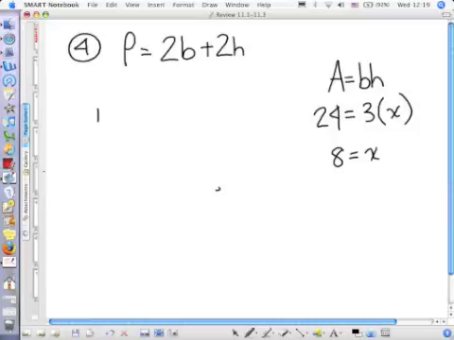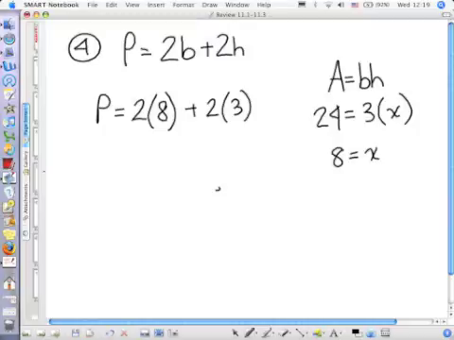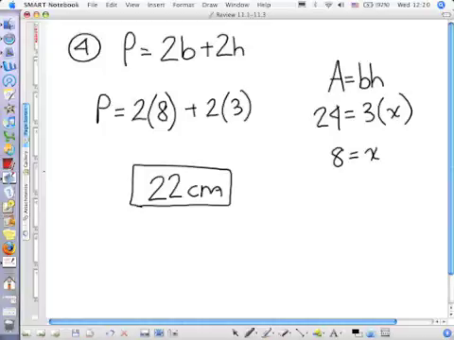So my perimeter is equal to 2 times 8 plus 2 times 3. I want to see the formula, the dimensions plugged in, and then the answer. You don't have to give me all the work up to the answer. I just want the answer. And it would be 22 centimeters, because 16 plus 6 is 22.